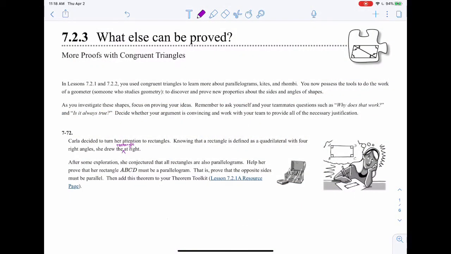Lesson 7.2.3. What else can be proved? More proofs with congruent triangles. You know the drill. Hit pause, read through the lesson introduction and problem 7-72, and then hit play when you're ready to pick it back up again.